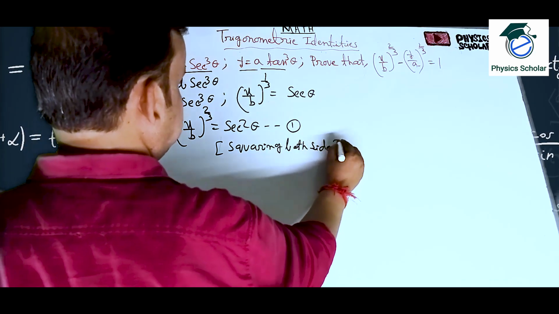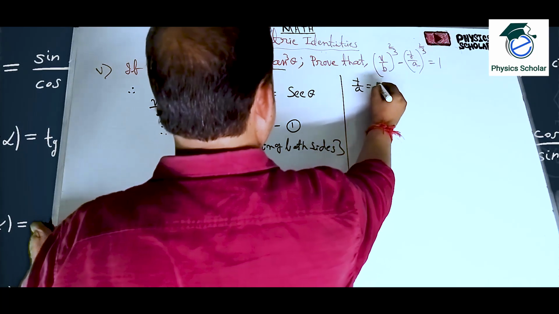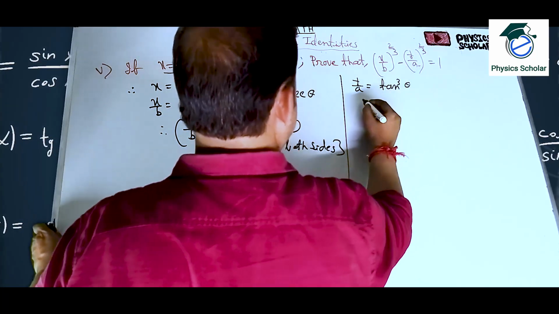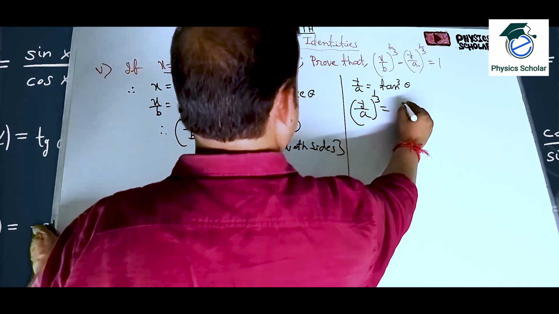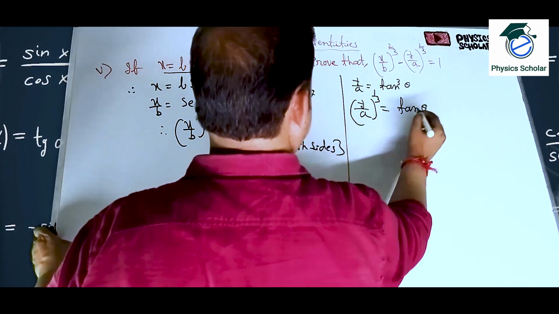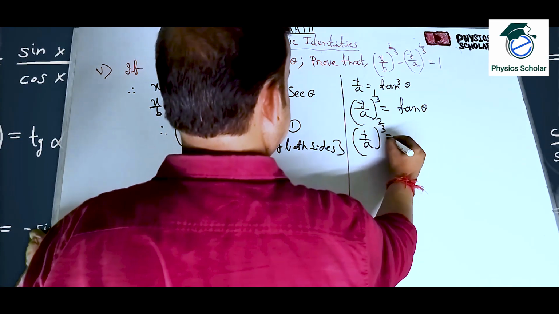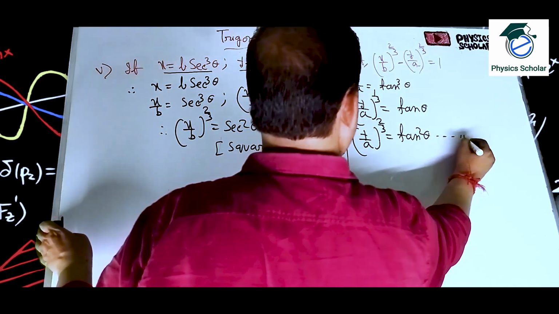Clear? Now next one is what? y by a is equal to what? tan cube theta. So y by a whole to the power 1/3 is equal to what? Tan theta. Clear? So y by a whole to the power 2/3 is equal to tan square theta. Okay. It is equation number 2.